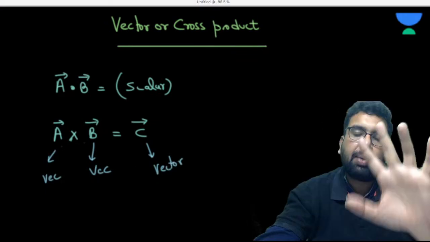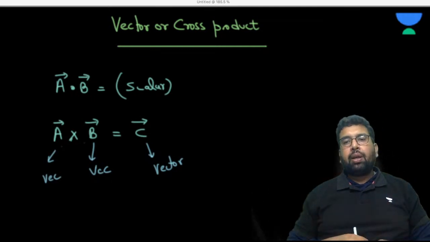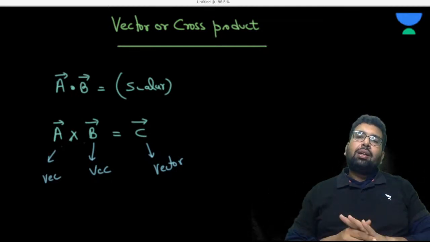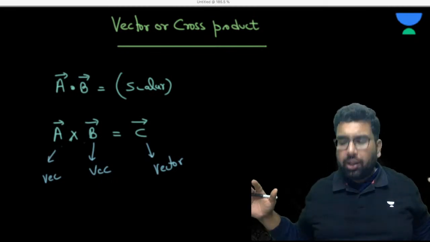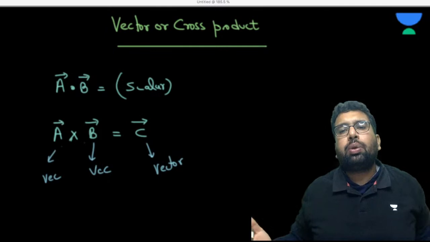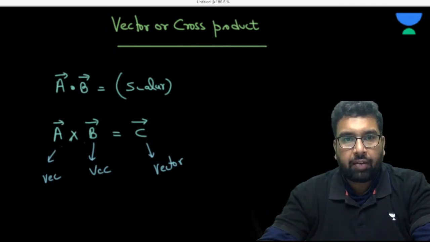Okay, this is the basic difference, and this leads to many things further. So sir, why do we need the cross product? See, all these vectors are helping us understand the physics. And what is the language of physics? The language of physics is the physical quantities.